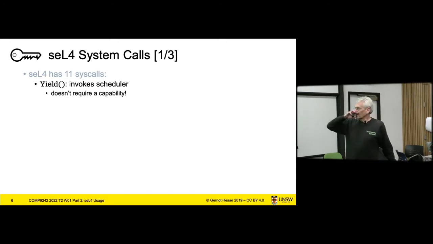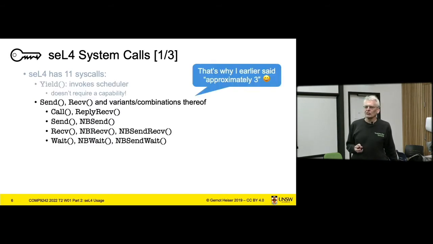For now, just take it in. It's a derivation of the true religion of having every operation authorized by a capability. And the others are send and receive and combinations of them. And that's why I said there's approximately 3, because you basically have send, receive, and yield. But send and receive come in their different guises and combinations.